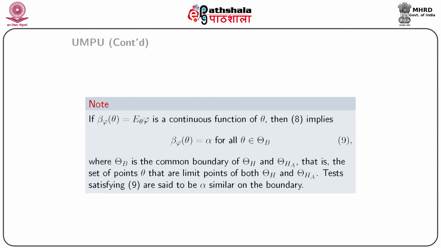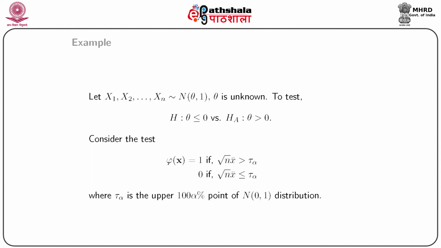We write this as equation 9, where B is the common boundary of Θ_H and Θ_HA, that is the set of points θ that are limit points of both Θ_H and Θ_HA. Tests satisfying 9 are called α similar on the boundary. We consider a very simple example.